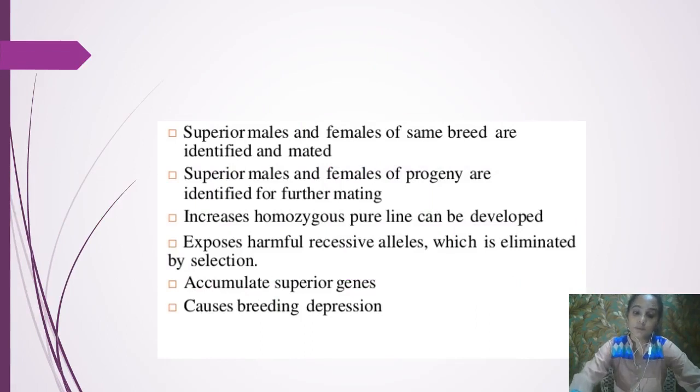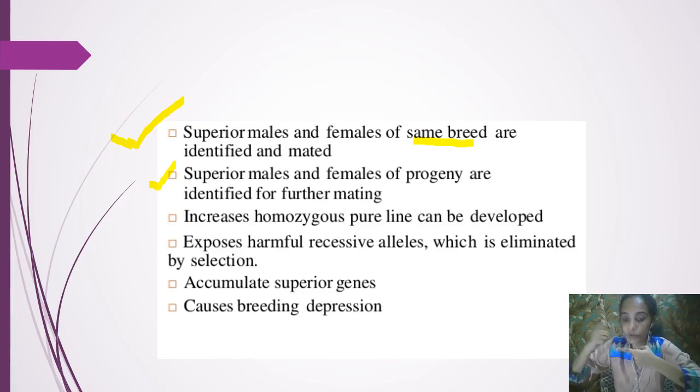Now, what is happening here in inbreeding? We are selecting the superior males and females, and of course, they belong to the same breed. And they undergo mating, they undergo fertilization. And the superior males and females of their progeny are identified for further mating. So first we are taking one superior male and one superior female, then we are doing the crossing.